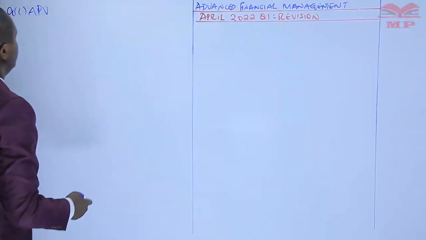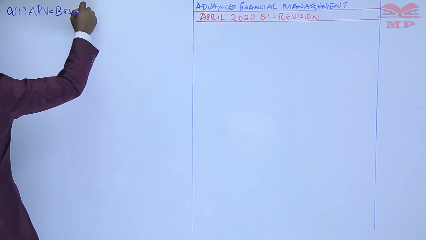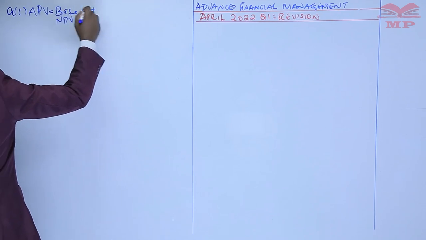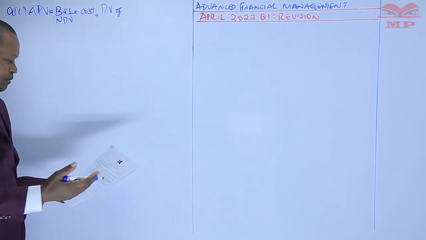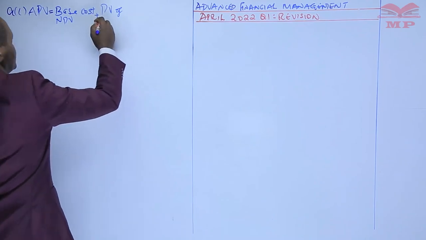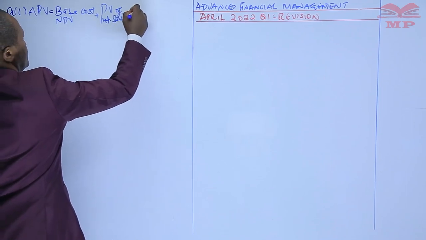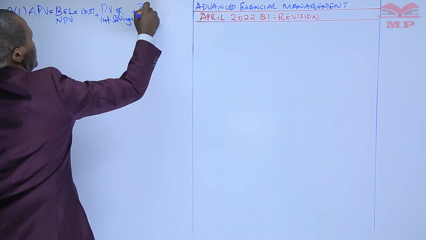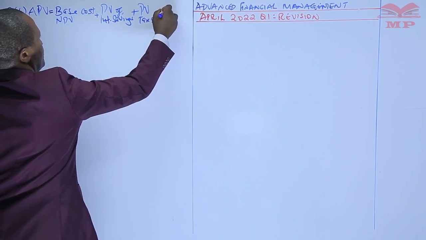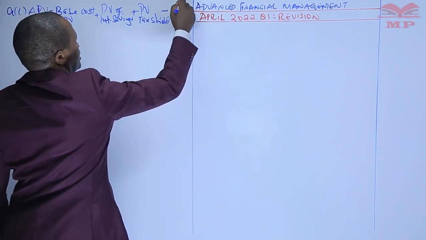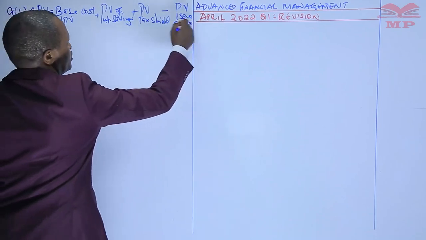Value is equal to the base cost NPV plus the present value of the interest savings, plus the present value of the tax shield, minus the present value of issue cost.